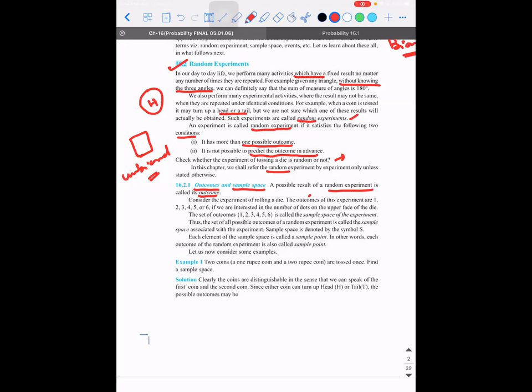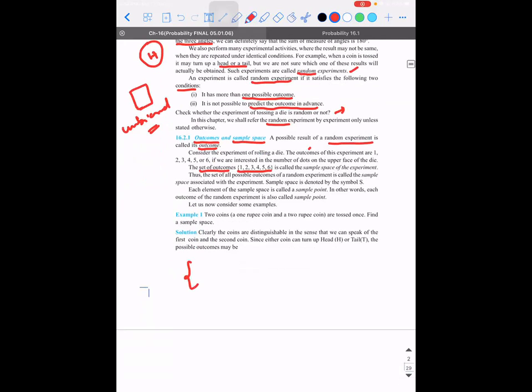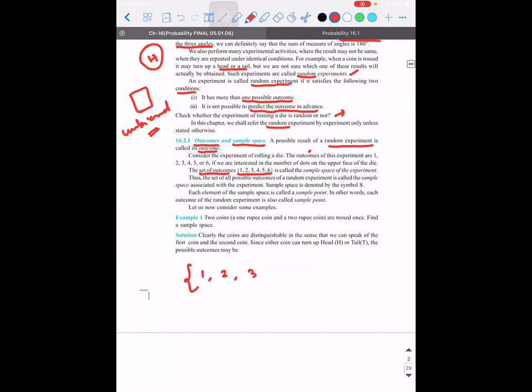So if we are interested in the number of dots on the upper surface of the die, the set of outcomes can be written in the set format, right? So outcomes can be written in the set format. If I put them in the roster form like this, 1, 2, 3, 4, 5, 6. What are all these things? These are all the possible outcomes. And if I put it in a set and give a symbol S to it, then this set of outcomes is what is called the sample space.